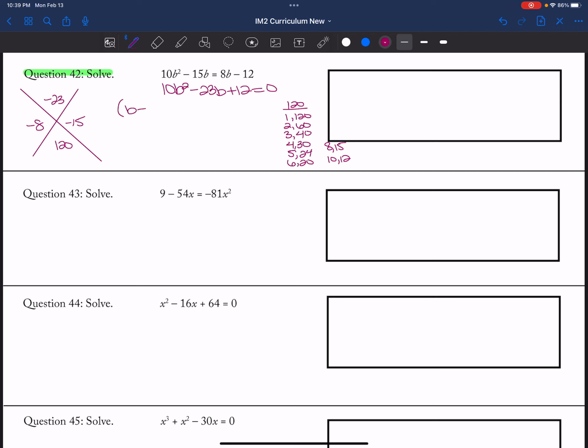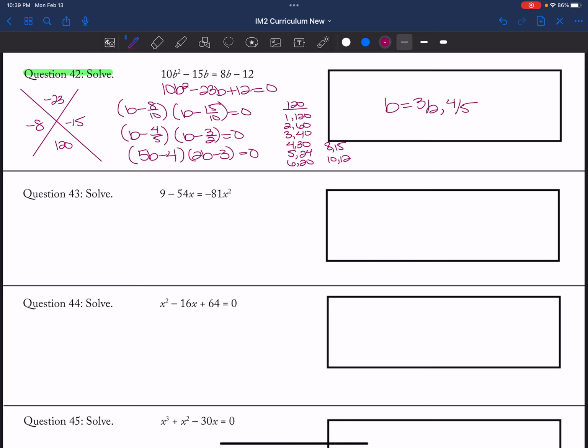So then I have b minus 8 over 10 and b minus 15 over 10 is equal to 0. So then b minus 4 over 5 and b minus, not 5, 3 over 2 is equal to 0. So 5b minus 4, 2b minus 3 is equal to 0. So b is equal to 3/2 and 4/5.